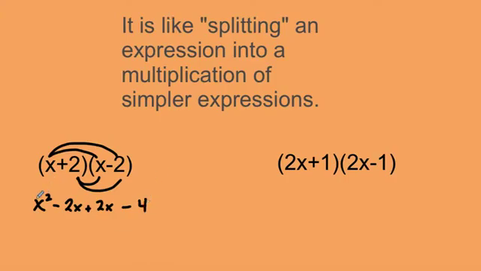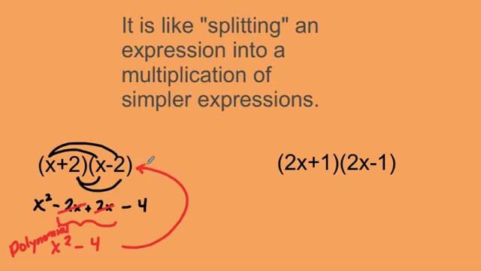Then you combine the like terms, and you would get x squared. And these two terms would cancel out because they are opposites, and you get x squared minus 4. Okay, so this is the polynomial. In this case, it's a binomial. And if you factored it, you'd be putting it into two binomials, okay?